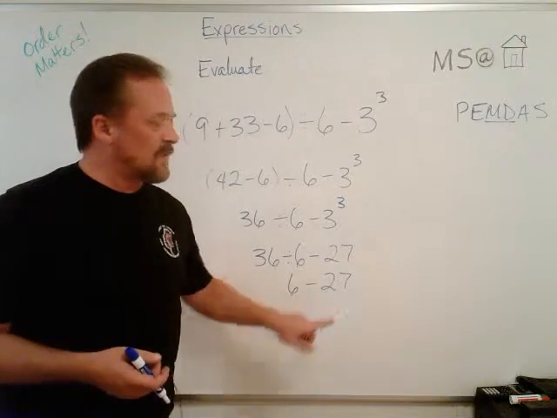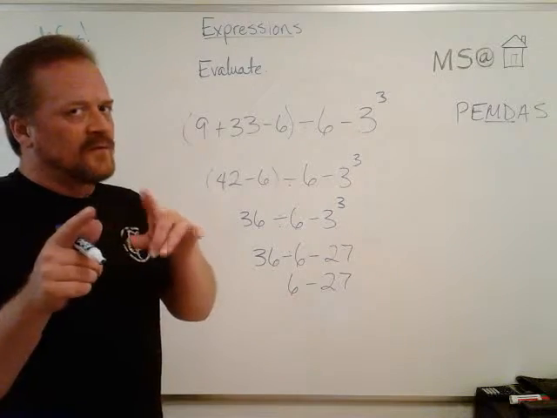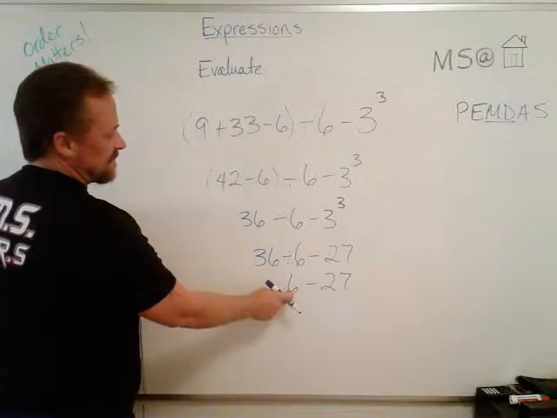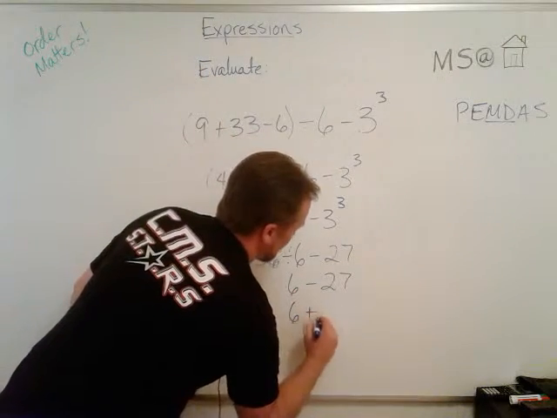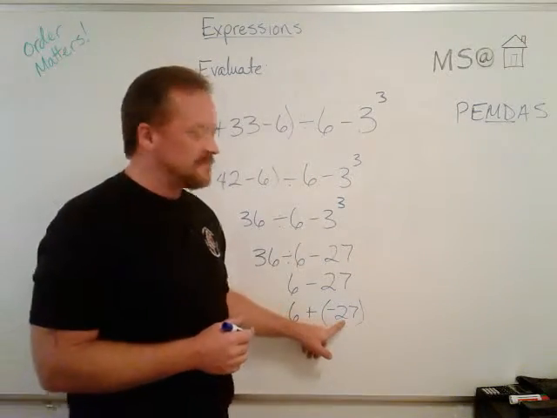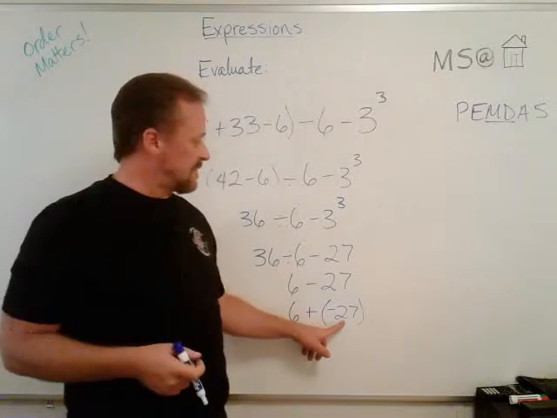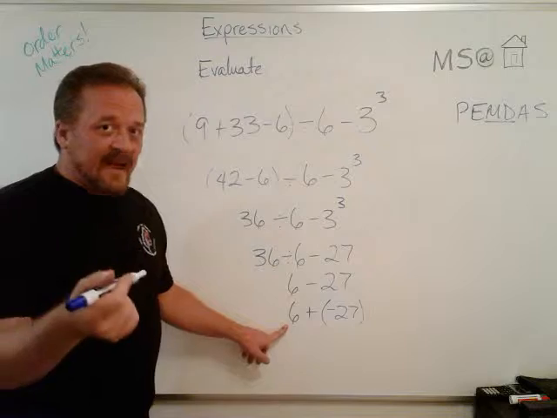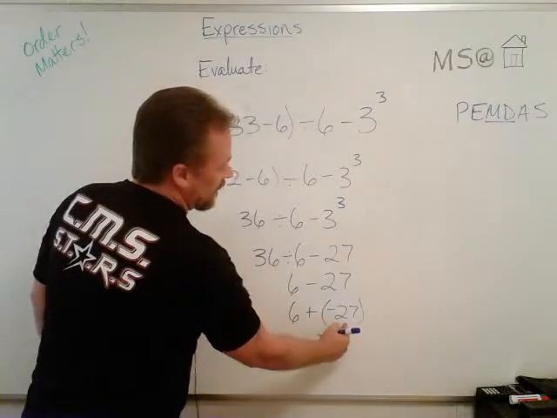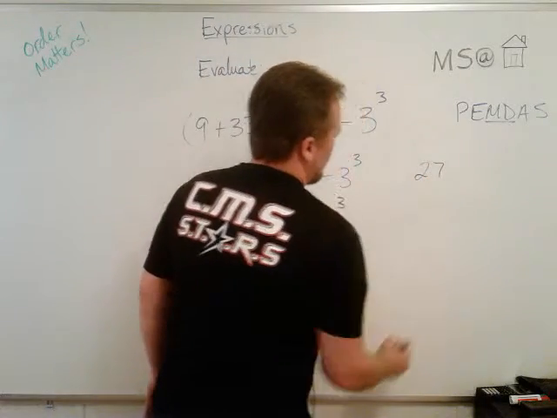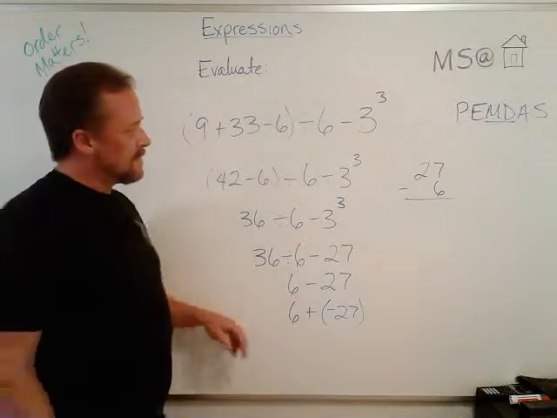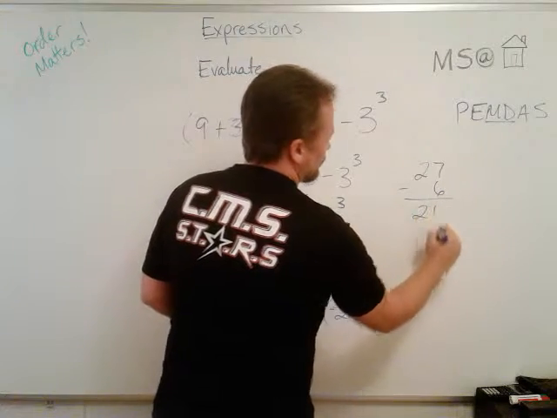This is 6 minus 27, which, remember, we don't mess around with subtraction if we know we're dealing with integers. It's going to be much easier for me to change this to 6 plus the opposite of 27. The signs are different, right? What does that mean? If the signs are different, I'm going to take the absolute value of these two numbers and subtract. So the absolute value of negative 27 is 27, right? Minus the absolute value of 6, which is 6. 27 minus 6 is 21.